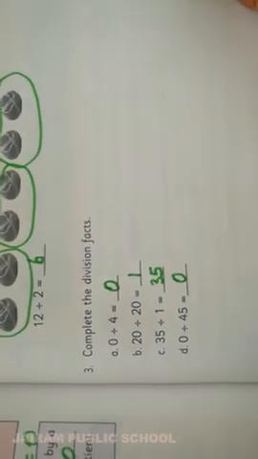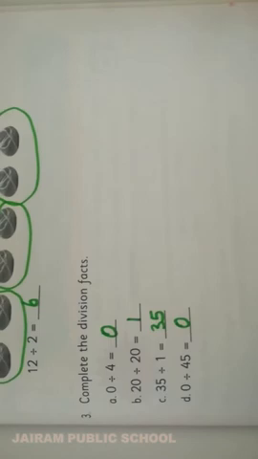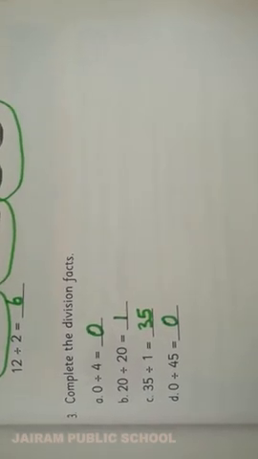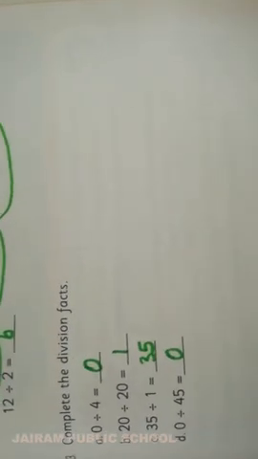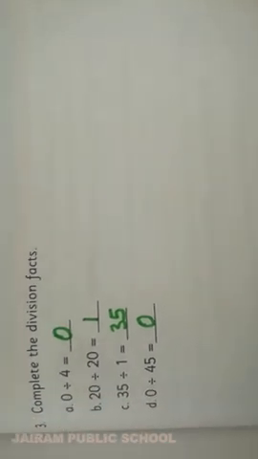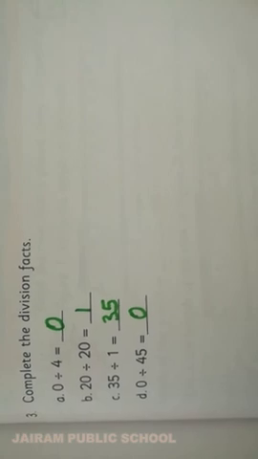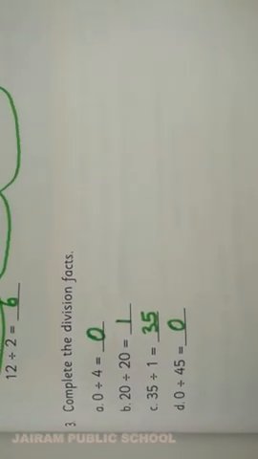Like that we are completing this lesson. In this lesson we discussed how to share objects equally, and the total number of objects. How to write the division fact. Then, any number divided by itself, we will get 1 as the quotient. A number divided by 1 is the same number itself. 0 divided by any number, we will get 0 as the quotient. These are all the things we discussed in this lesson.